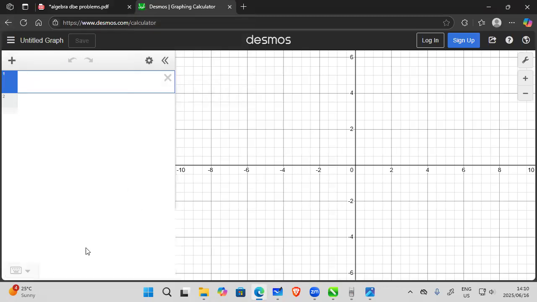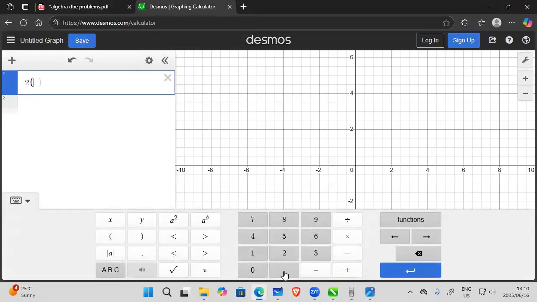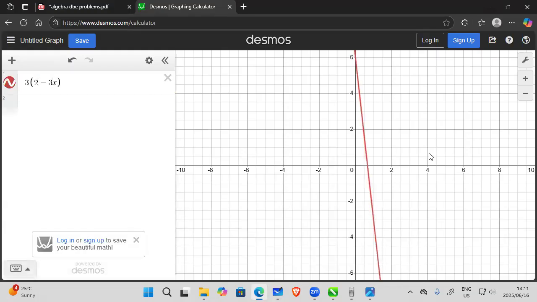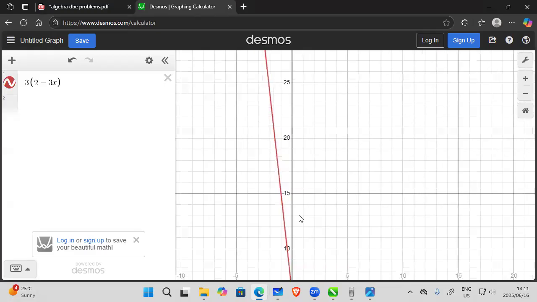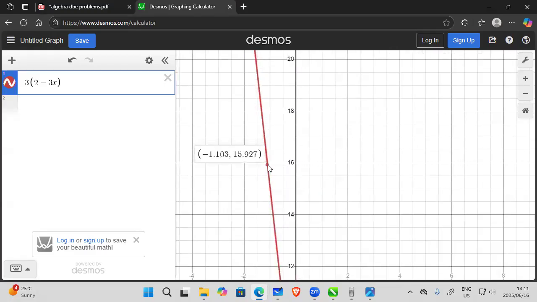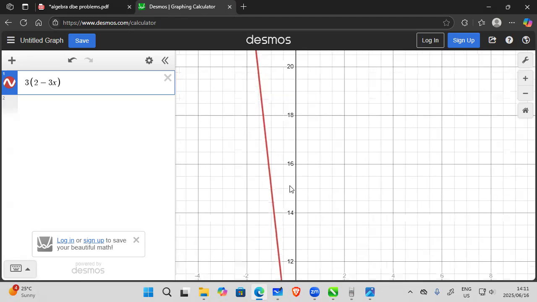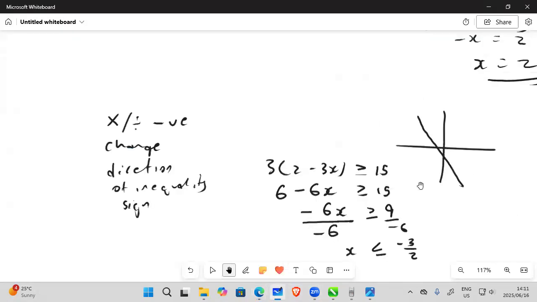This will be 3 into 2 minus 3. Yeah, it's something similar to what I had, right? Minus 1.5, when x is minus 1.5. There's something wrong with this question.